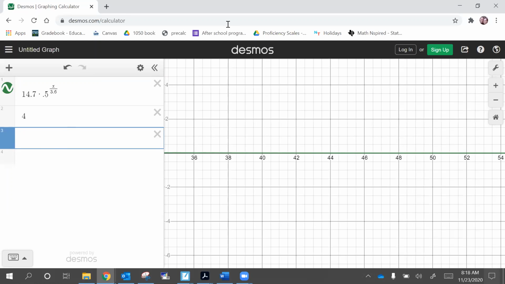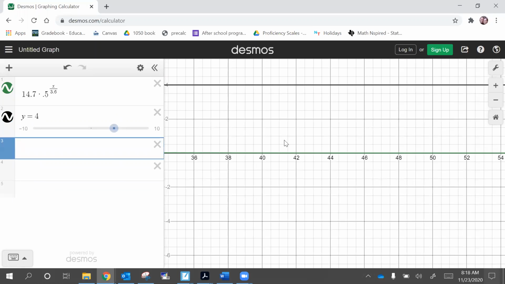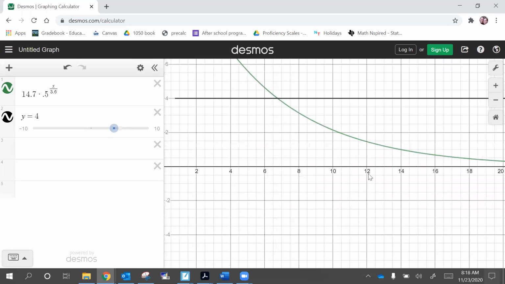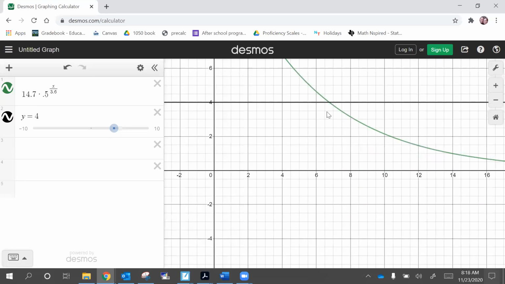Yeah, what is the altitude when the atmospheric pressure is 4? Okay, cool. So I need to make that y equals 4. And let's see where those intersect. I'm going to have to come back a ways here. And okay, there we go. Looks like it's right here.